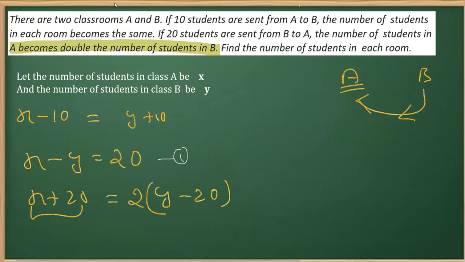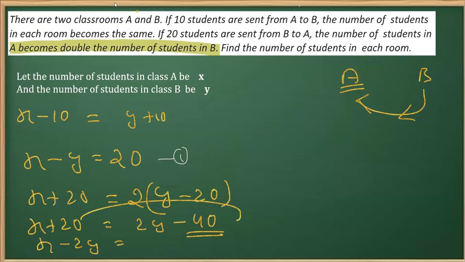Now, similarly, we can simplify this one. On simplification, we'll first open the bracket here. So x plus 20 is equal to 2y minus 2 into 20, which is 40. Further, we can write this 2y on the left-hand side, so it becomes x minus 2y. If I transpose this 20 to the other side, it becomes minus 40 and minus 20, which will give you minus 60. So we got this as the second equation for this case.